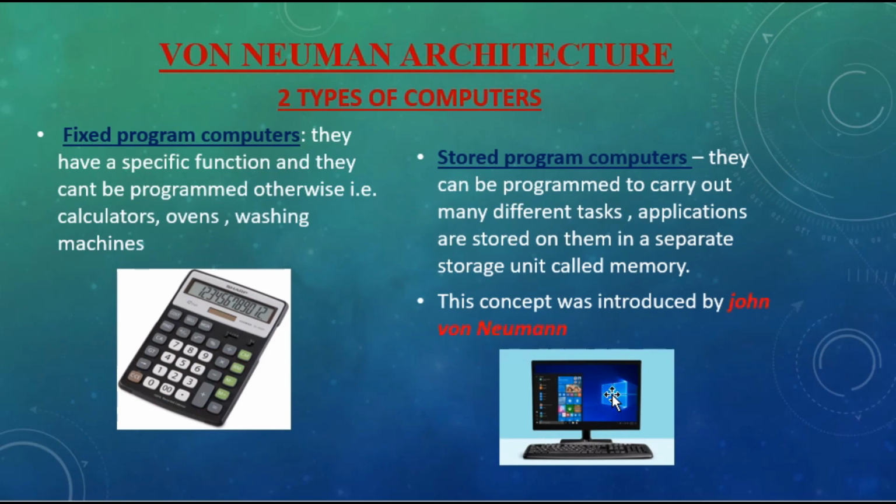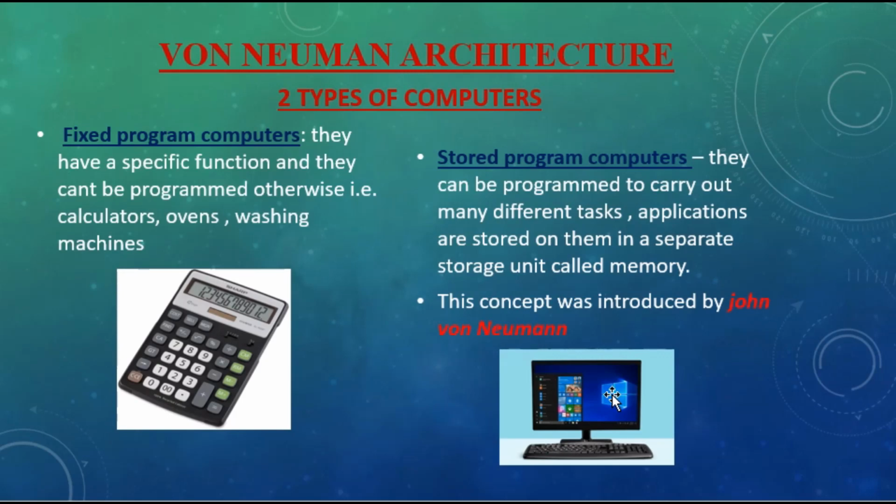Von Neumann architecture. We are going to learn about the architecture of computers. Now, we have two types of computers, that is the fixed program computers and the stored program computers. Through this, we'll get to learn how the computer is made, how the architecture of a computer can be seen. Fixed program computers include the calculators, the ovens, and the washing machines. Why? Because they are programmed specifically for a given function. You cannot program them otherwise. You cannot change their use.